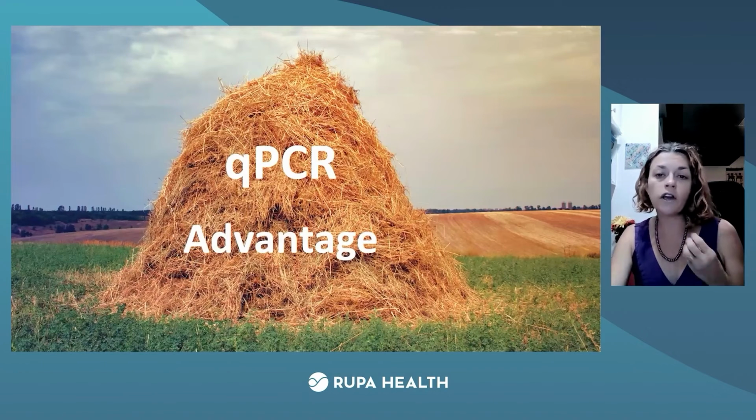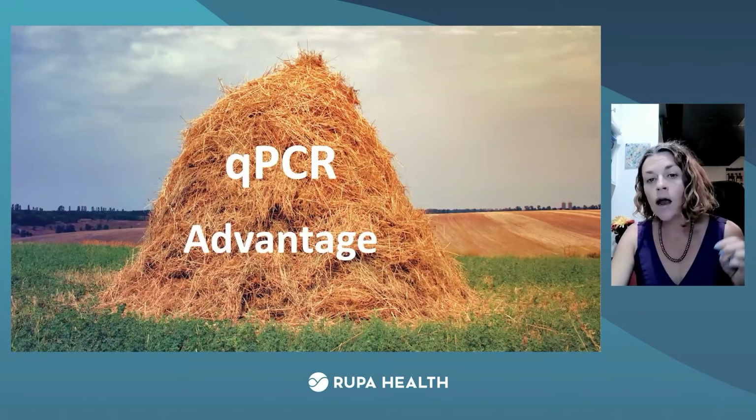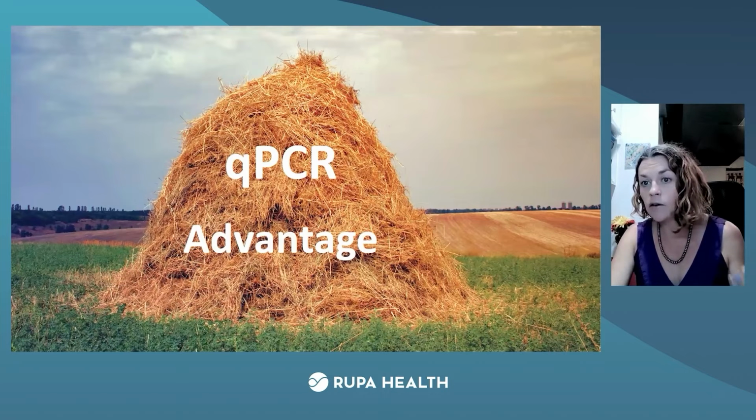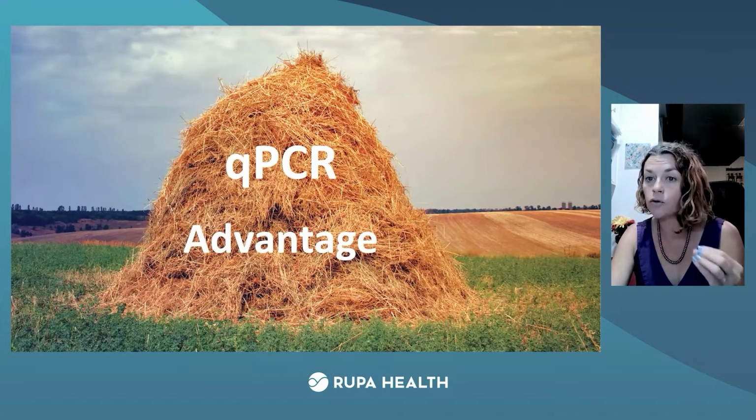So we speak of the qPCR advantage. It's like finding a needle in the haystack, right? Especially when we're looking at organisms that we're going to quote unquote treat, most of these organisms are very low abundant in the microbiome. They're not present at very high concentrations, and therefore it requires a very sensitive technology to find these organisms. It's like finding needles in a haystack.